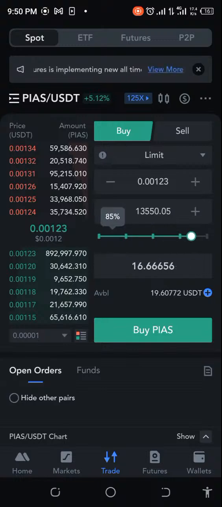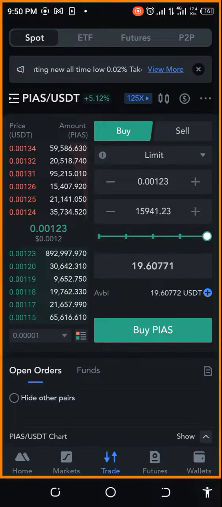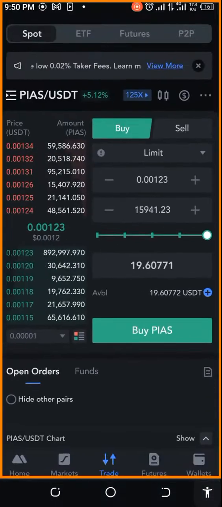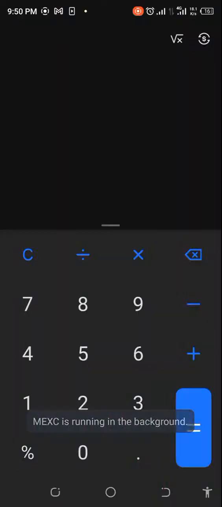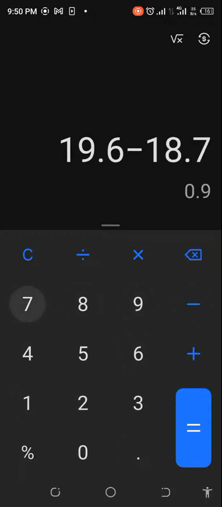Yes, we have made 19.6. That's it, 19.6. So what did we start with? Okay, we started out with 18.7. All right, and let me subtract: 19.6 minus 18.7. Oh, we made 90 cents. Wow, that's beautiful. Okay, what is the profit potential for that?